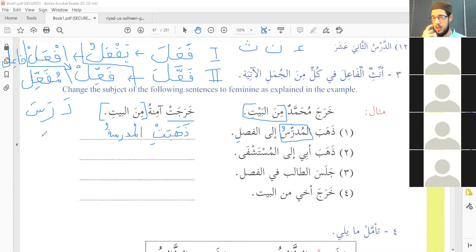Darastu, I studied. If we put it on form 2, we double the middle letter. Darrasa means to teach, to make someone else learn. Something that was intransitive now became transitive. Something without an object now has an object. Now all we have to do is add the mu and change it to a kasra, and now we have the one who teaches, or literally the one who makes someone else learn. Mudarris.